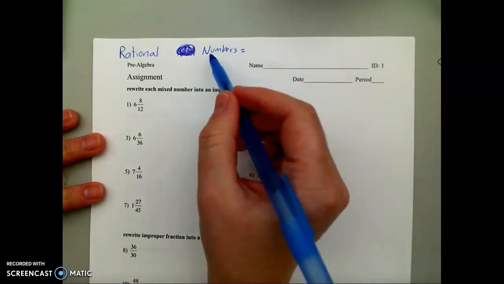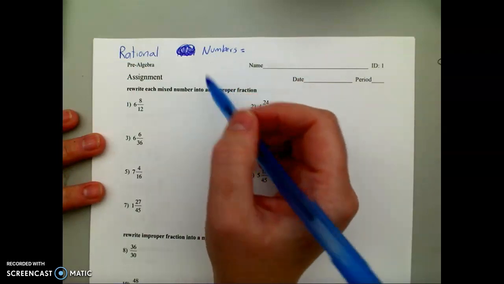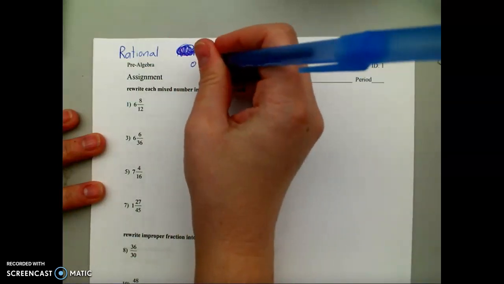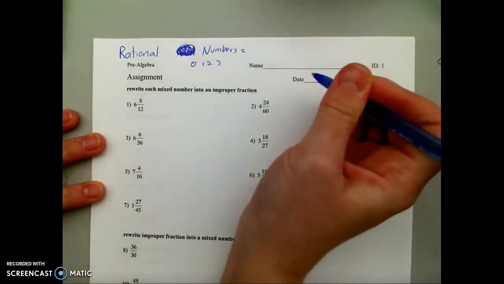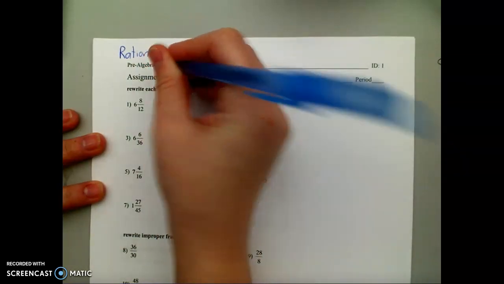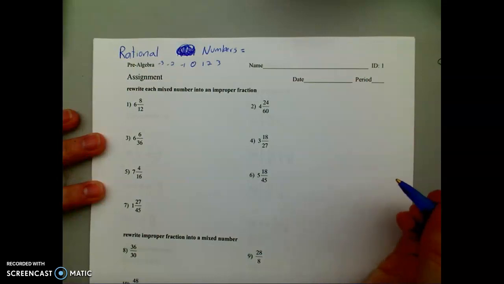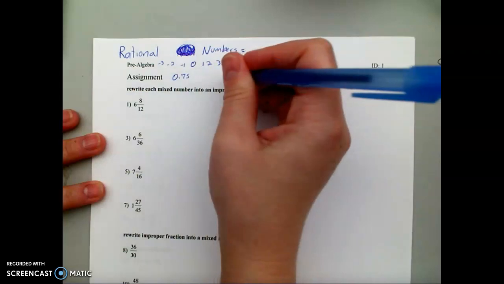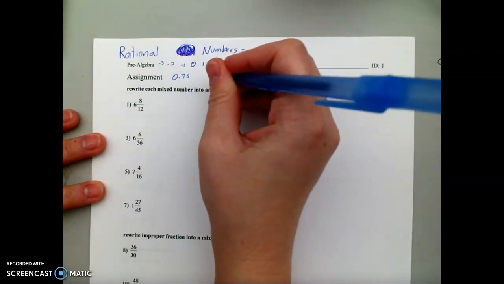Now, rational numbers is a group of numbers and it includes a lot of things. It includes all of our counting numbers, including our negative counting numbers, but it also includes when we have decimals and, yes, fractions.